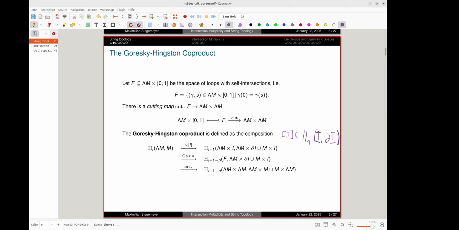And as I said, this F almost is a codimension n submanifold. So for these situations, there are these Gysin maps. And because it's codimension n, you get the degree shift minus n. And then you can apply the cutting map here, and you end up in the homology of the free loop space times itself, relative to this term in the end here. So up to me telling you how this Gysin map works exactly, this is the definition.